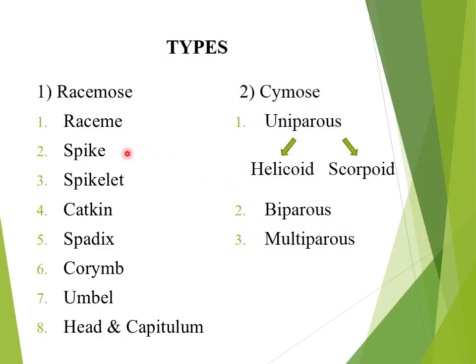racemose and cymose. Racemose is further divided into raceme, spike, spikelet, catkin, spadix, corymb, umbel, head, and capitulum. Whereas the cymose is divided into three major types: uniparous, biparous, and multiparous. Uniparous is further divided into subtypes helicoid and scorpioid.